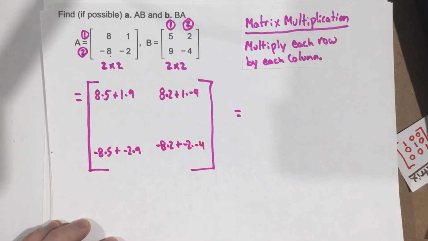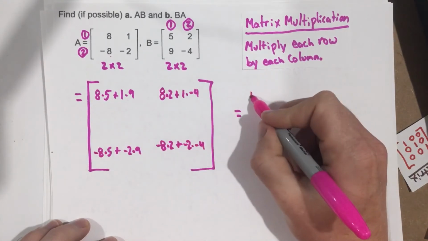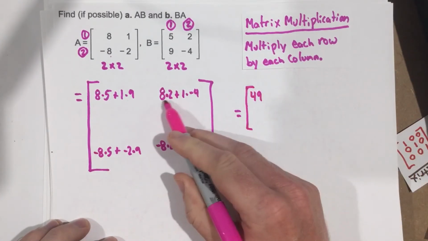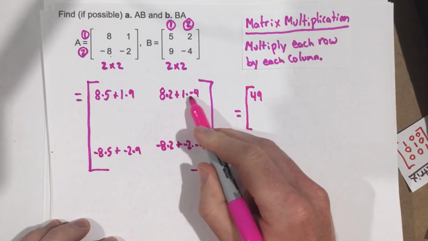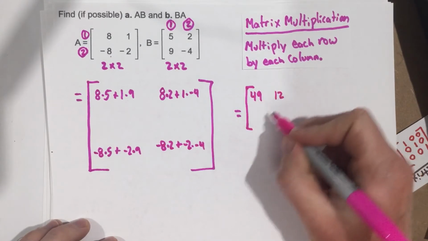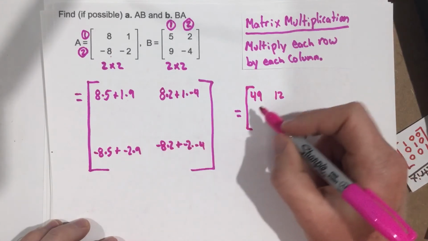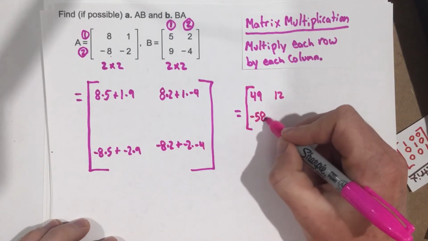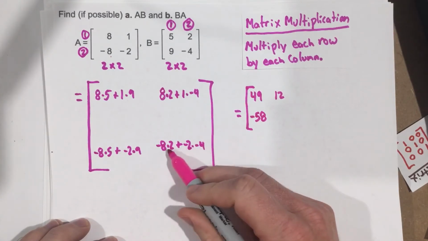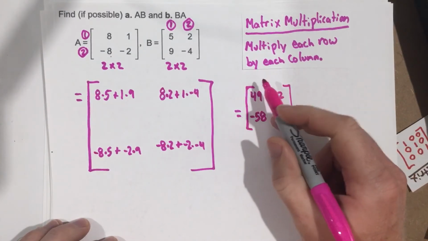And when you do that, 8 times 5 is 40 plus 9, so you end up with 49. You can put that in the calculator to figure all this out. 8 times 2 is 16 plus 1 times negative 4, so we end up with 16 minus 4, which is 12. This is negative 40 plus negative 18, so that's negative 58. And negative 16, this is actually going to give you a positive 8, so negative 16 plus 8 is negative 8. And that's for part A.